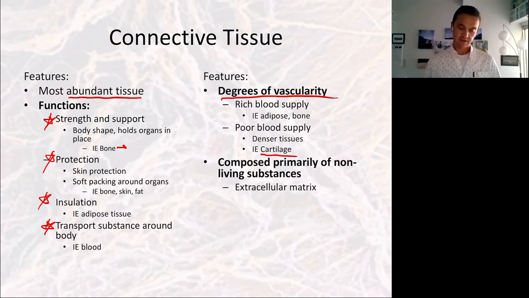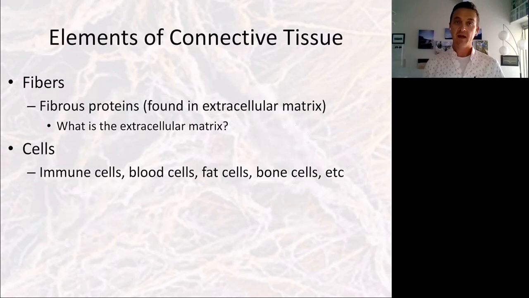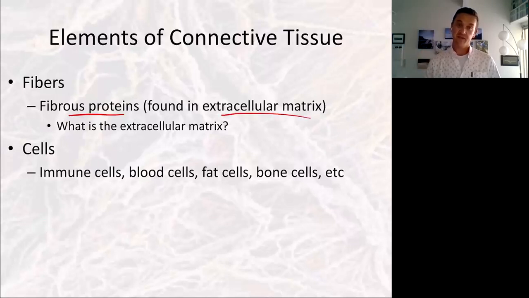Connective tissue is composed of primarily non-living substances, whereas epithelial tissue is almost all cells and very little extracellular matrix. Connective tissue is almost the opposite, where it's almost all extracellular matrix with just a few cells scattered around. The common elements that we find within all types of connective tissue include protein fibers, fibrous proteins found in the extracellular matrix. What is that extracellular matrix? Again, remember, it's the space around cells.